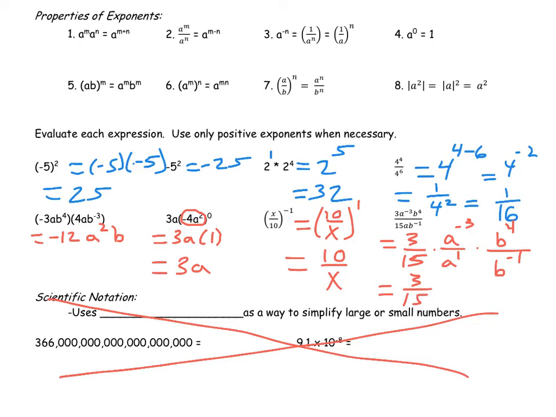Now I can go ahead and subtract my exponents. A, to get rid of that division, would just be to the negative fourth. And then b, 4 minus negative 1, would be 5.